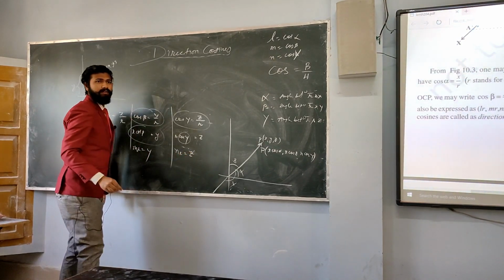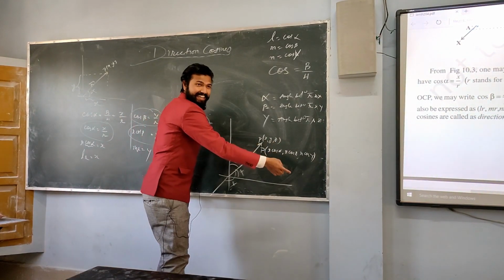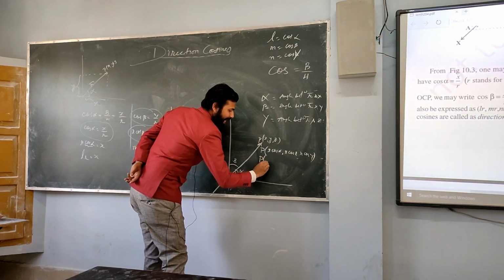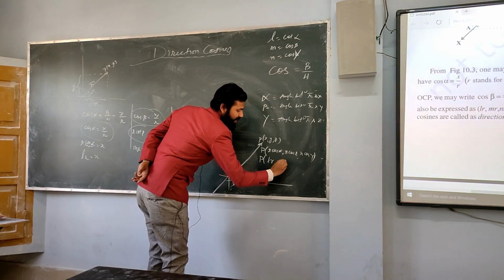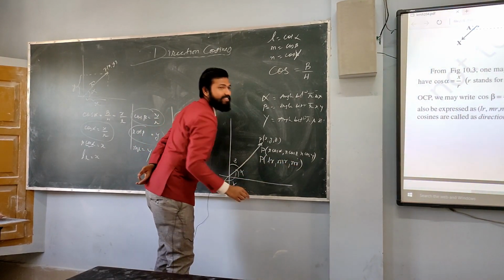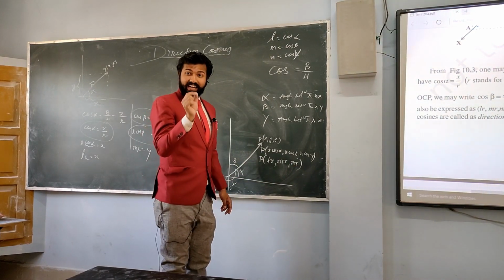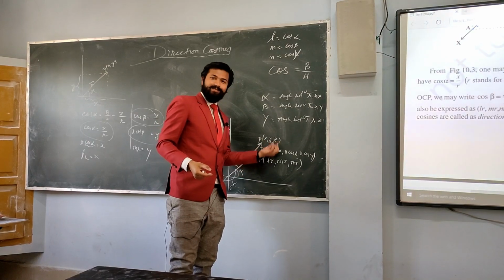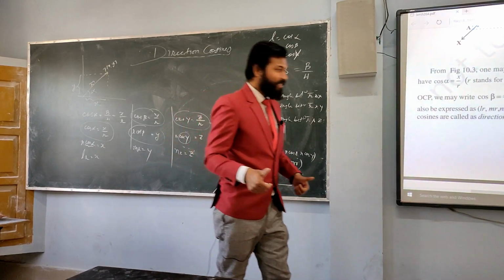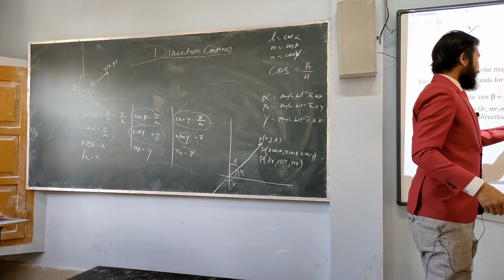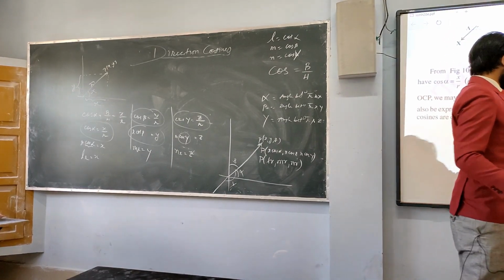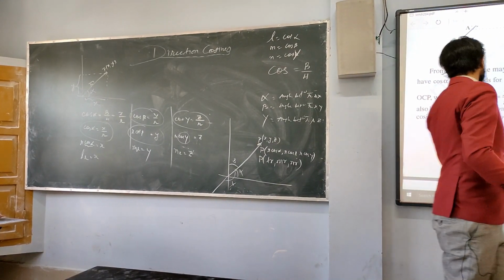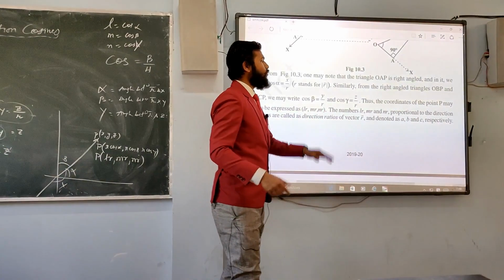Any problem? So can I write that again? In place of P, L R, M R, N R. That means the point can be replaced by L R, M R, N R, because L R also replaces x, y, z. Understood or not? The numbers L R, M R, N R are proportional to the direction cosines and are called direction ratios.